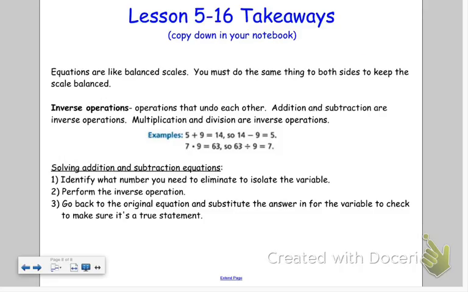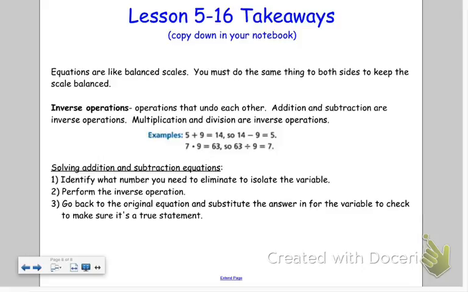So here are the takeaways. Remember, equations are like balanced scales. You must do the same thing to both sides to keep the scale balanced. Inverse operations are operations that are going to undo each other. They're the opposite operations. So addition and subtraction are inverse operations. Multiplication and division are inverse operations. We'll get into that in our next lesson.